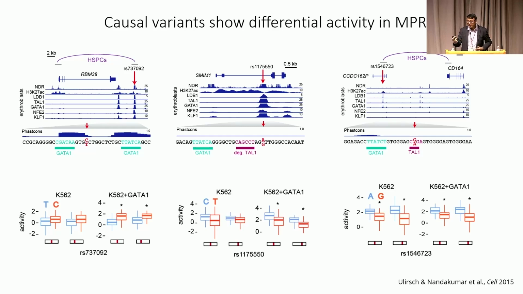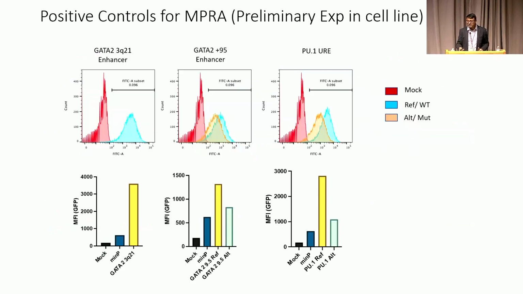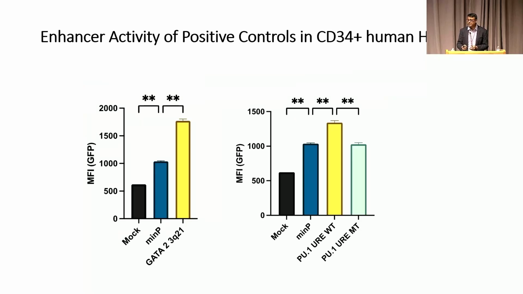These are two additional variants that we tested before. Does this assay work in hematopoietic stem cells, because this previous work was done on red cells? Yes, it does work. We have tested a few stem cell specific enhancer elements such as the 3Q21 GATA2 enhancer and also other enhancers such as PU.1. We can see that these enhancers show a high level of activity compared to minimal promoter, and when you put in a mutation, the enhancer activity is decreased. They work in cell lines, and they also work in primary CD34 hematopoietic stem and progenitor cells.